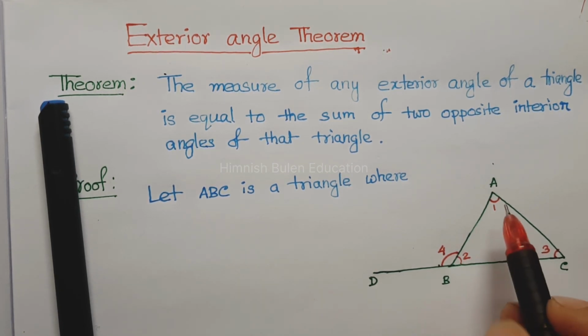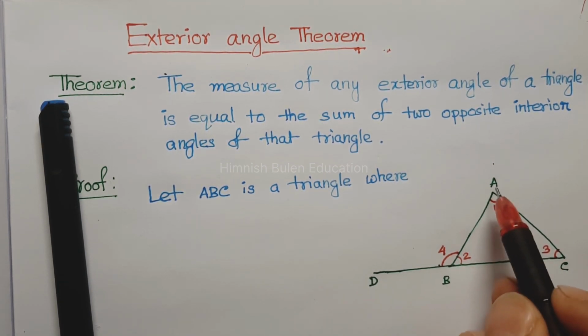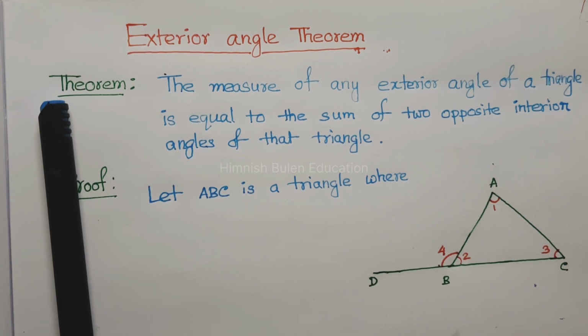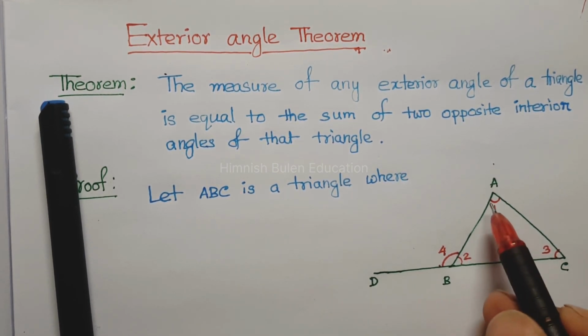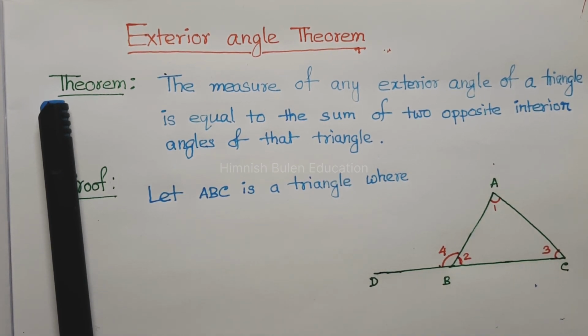We can write the angles directly, angle ABC, angle ACB, or angle BAC, like that. But to understand better, I am assuming these angles as 1, 2, 3, 4. Okay? So now let's write.